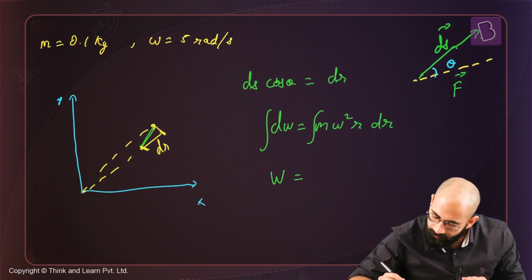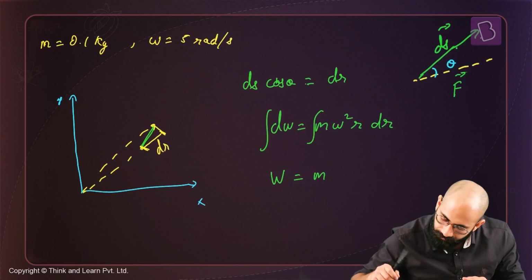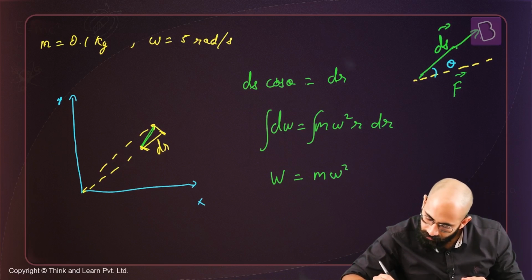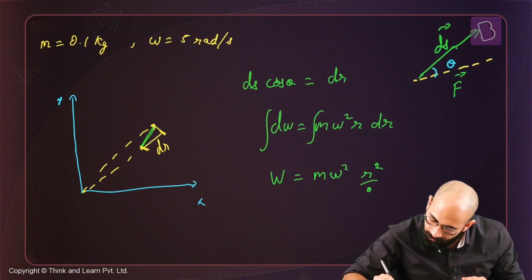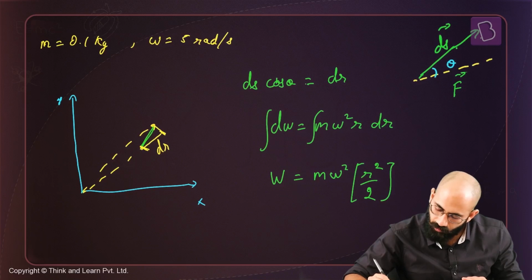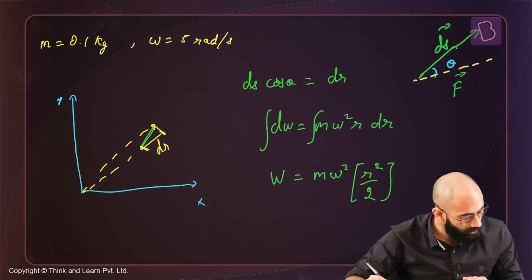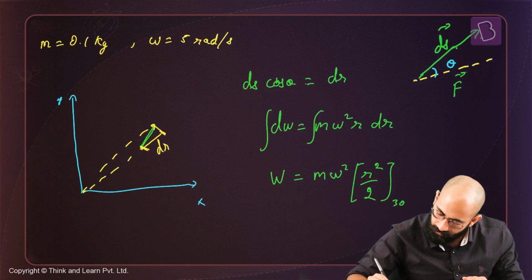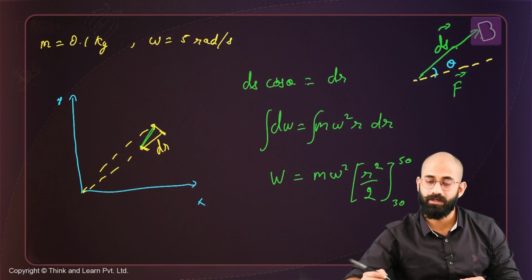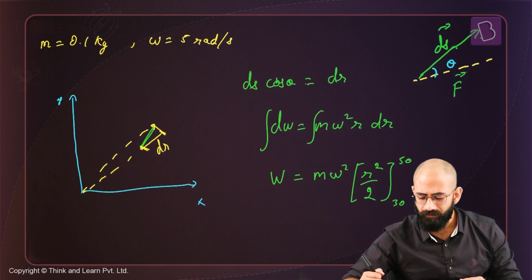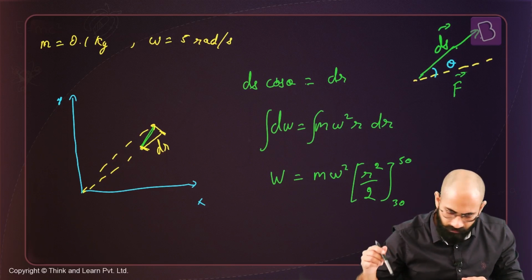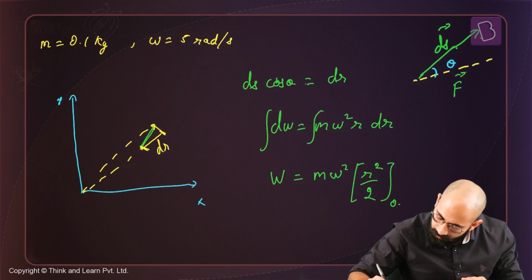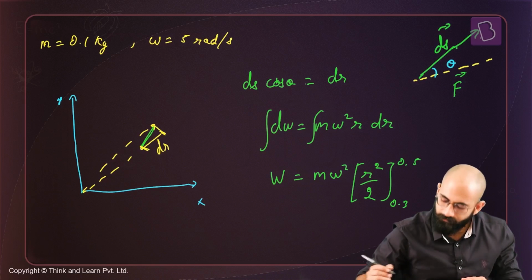So over here, m and omega squared are constant, so this will become m omega squared into r squared by 2. But this will vary, the limits will be from r1 to r2. And what's that given to be? It's given to be 30 centimeters to 50 centimeters. Correct? But we can't do it in centimeters because we have to convert it. So let's write it in meters. So there'll be 0.3 and it'll be 0.5.